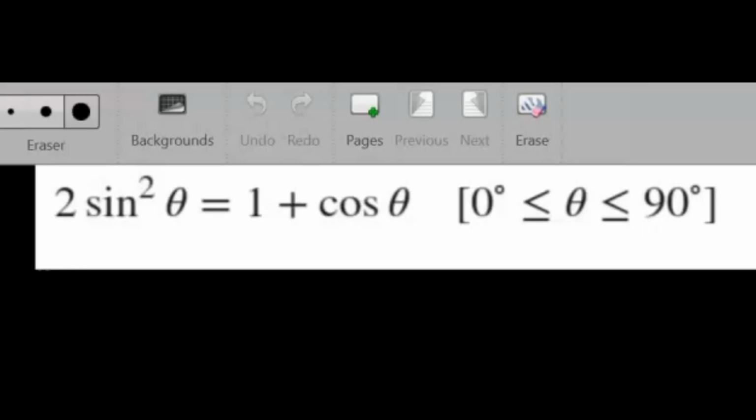This looks like a standard trigonometric equation, but thousands of students lose easy marks on it every single year, not because their algebra is wrong, but because they completely ignore a hidden trap right here in the boundaries.